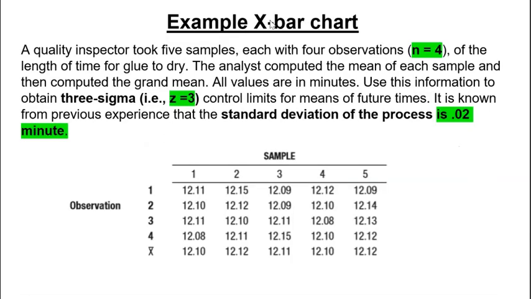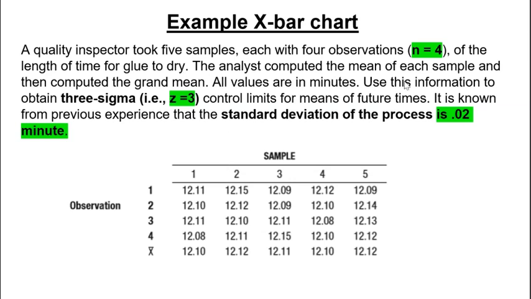So this is an example of an X bar chart. The question is: a quality inspector took 5 samples, and each sample has 4, so n equals 4. Every sample, they take 4 out of the batch.